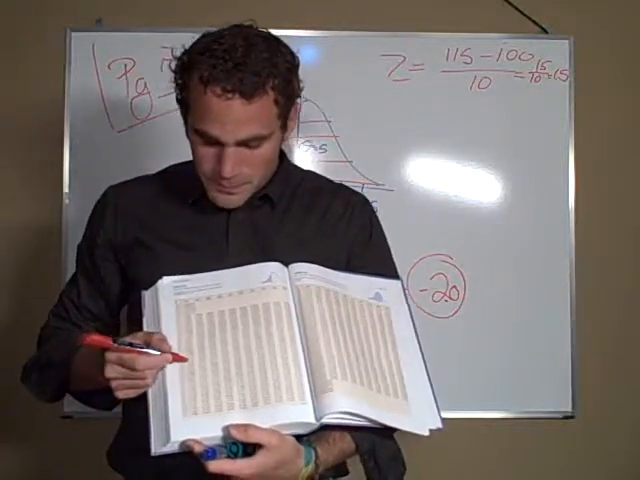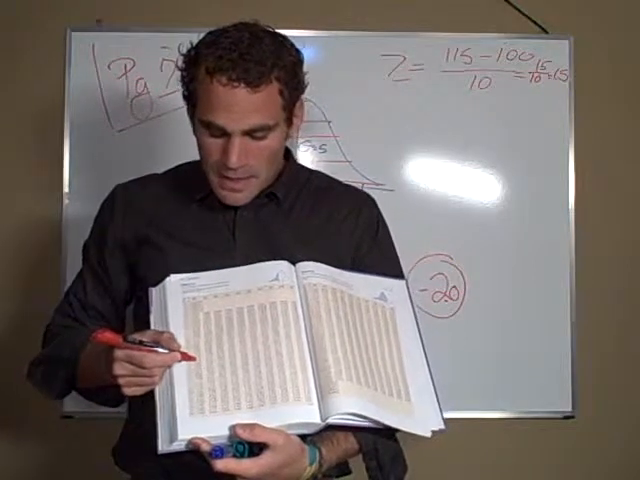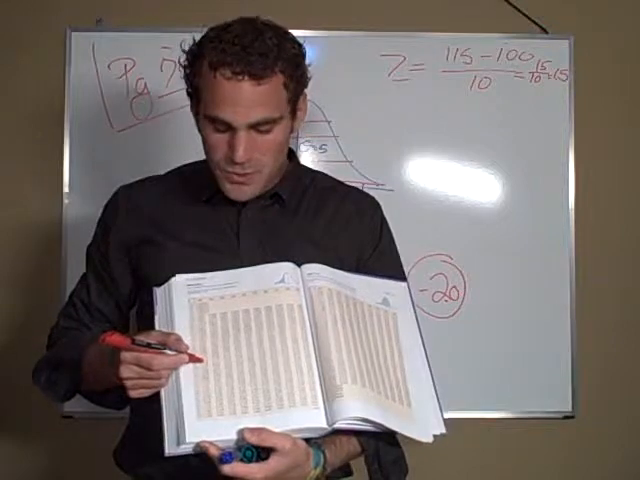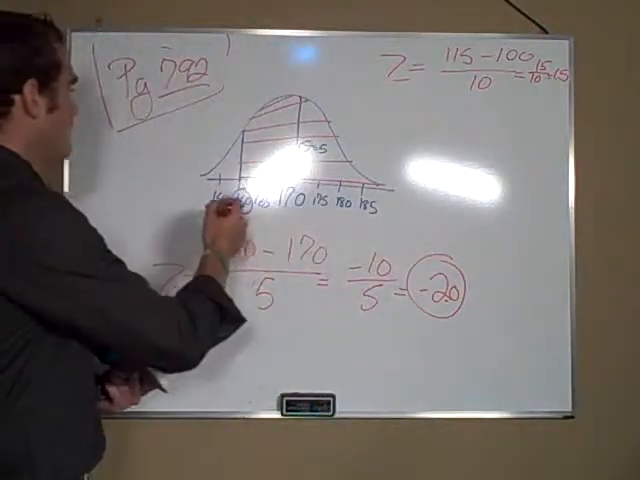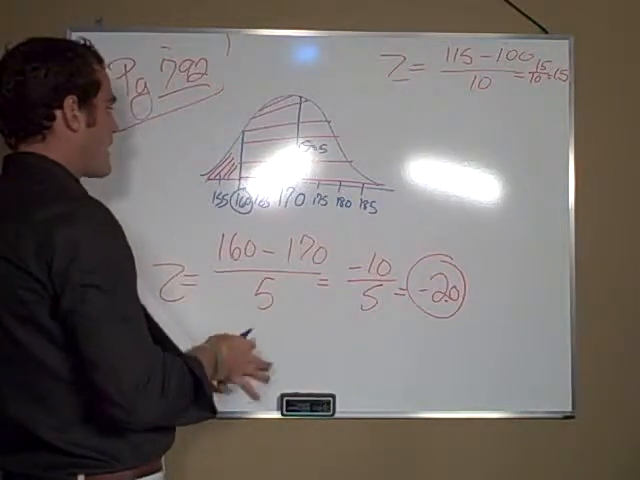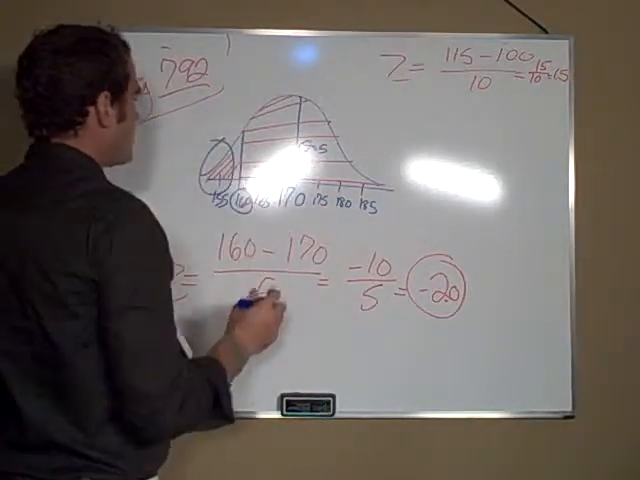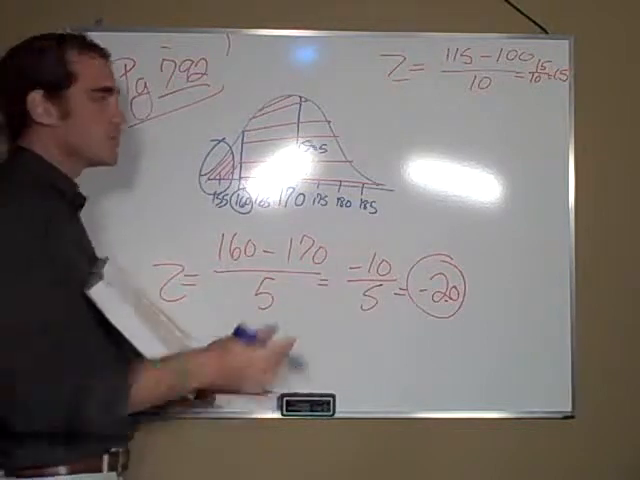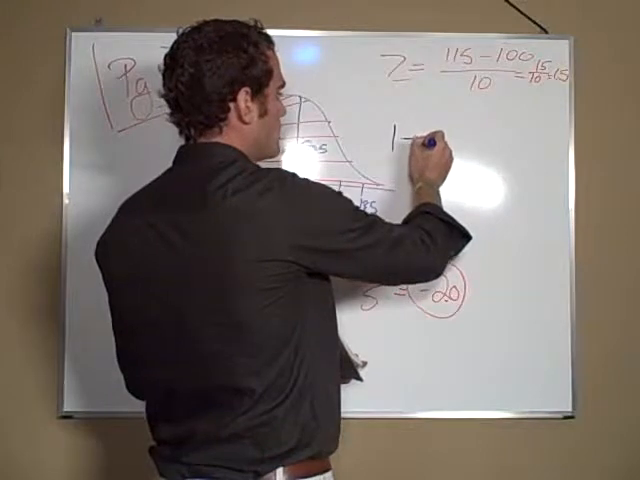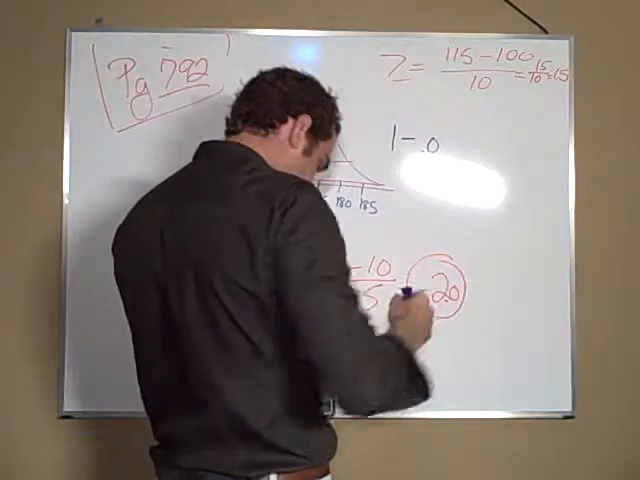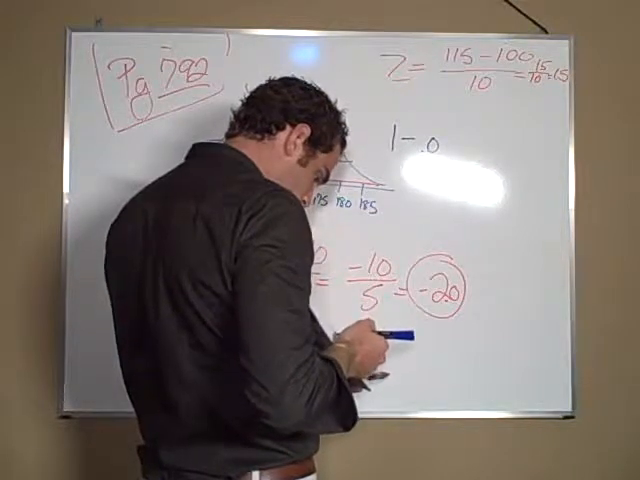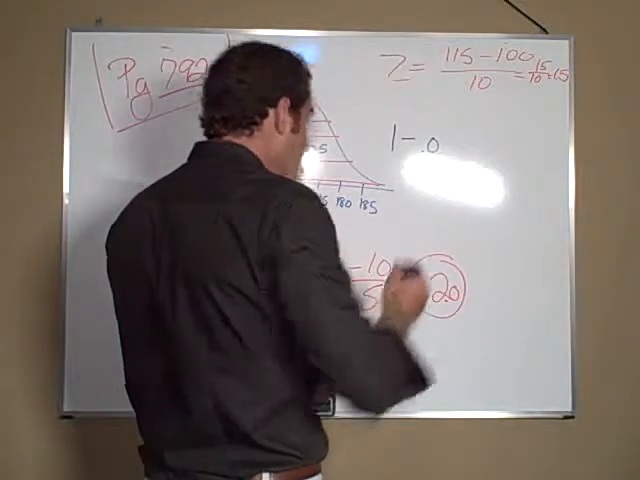And I see that the number in the column is 0.0228. Remember that that is the value to the left, but I want the value to the right. So how do I do that? 1 minus 0.0228.